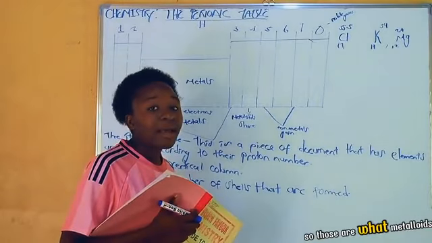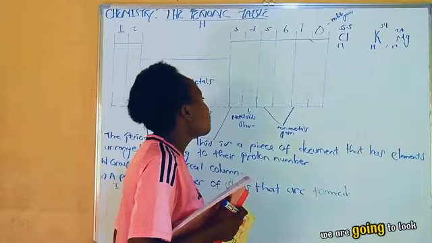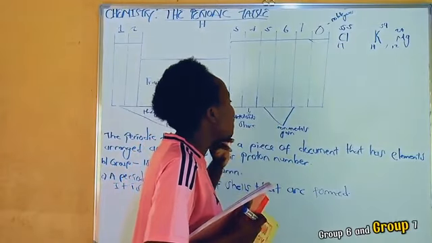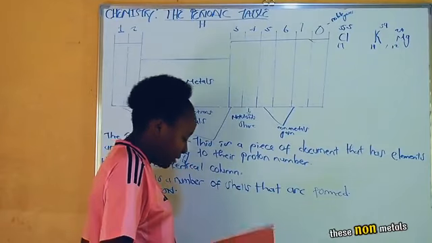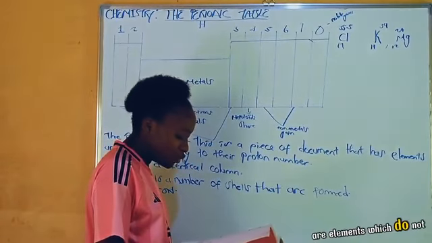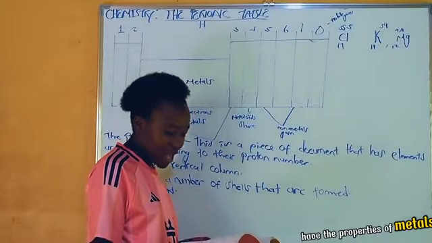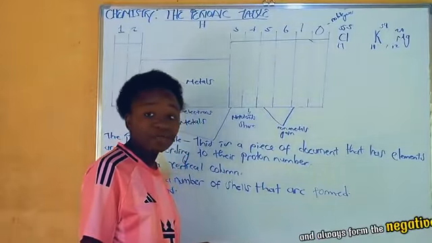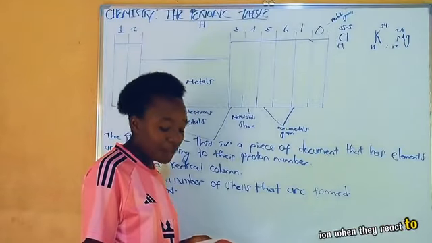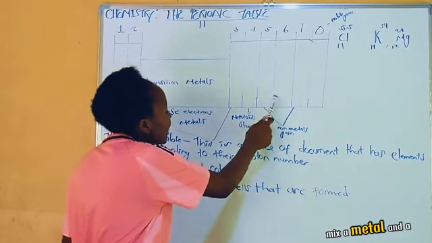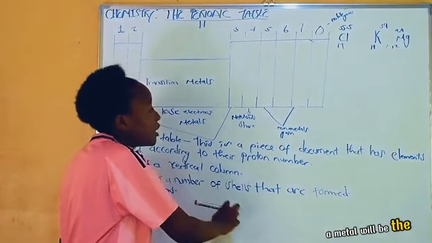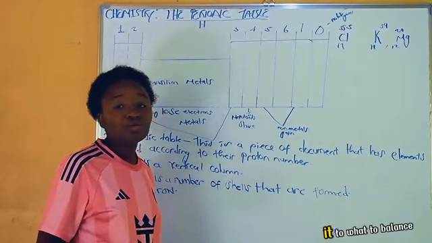So those are what? Metalloids. Okay. We are going to look at now group 5, group 6, and group 7. These are non-metals. These non-metals are elements which do not have the properties of metals and always form the negative ion when they react to form ionic compounds. That is why when we mix a metal and a non-metal, the metal will be the one to lose to the non-metal for it to balance.